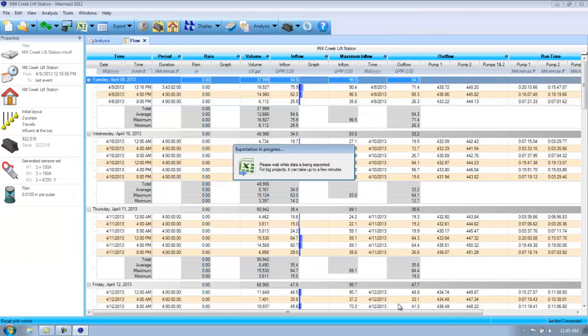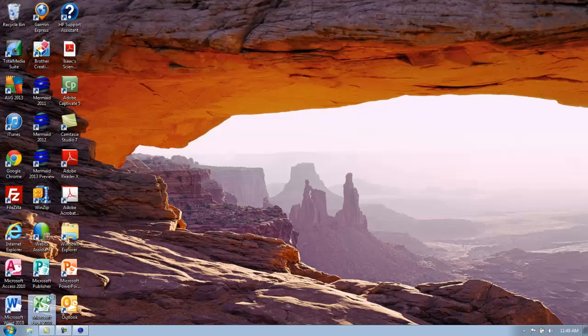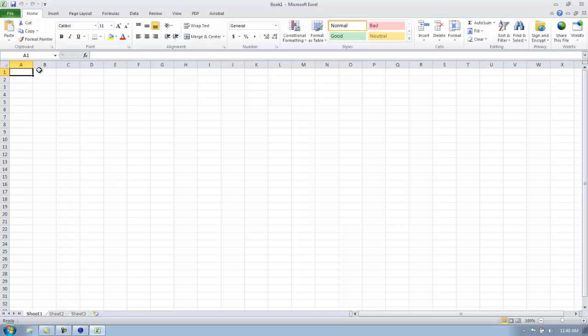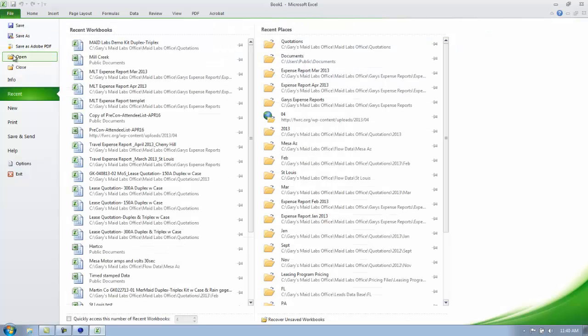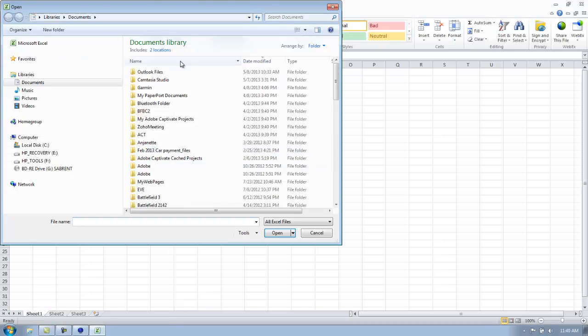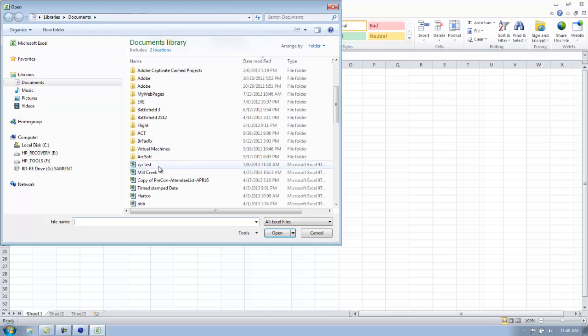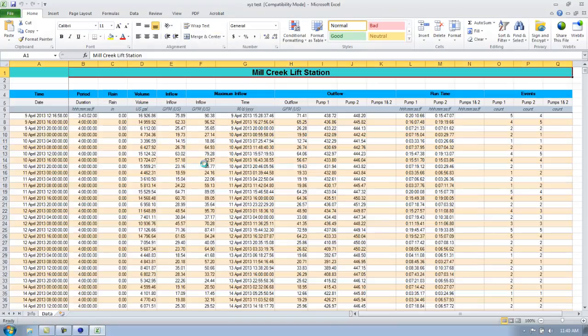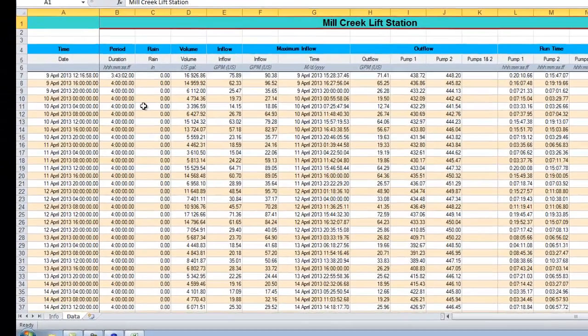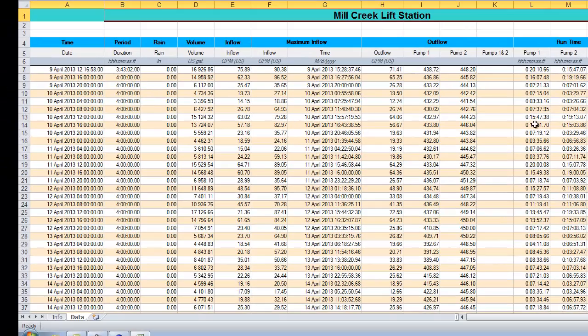Okay, and I want to hit save. I'm going to minimize my screen and go to my Excel platform. Open up a new file, and this file is in my documents library. I've done this a few times, but here's XYZ test. Click on it, and here's the information we were looking at in 4-hour increments.